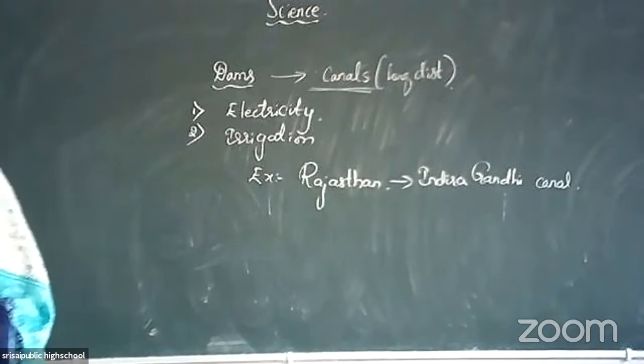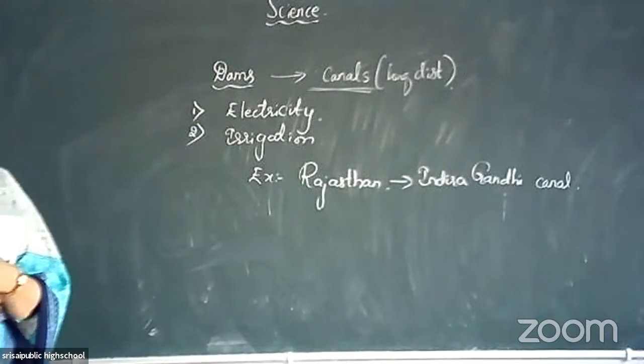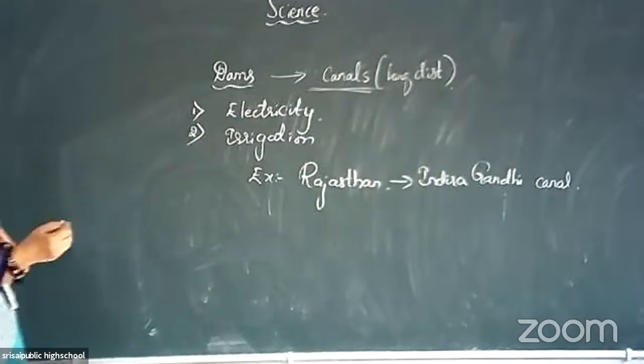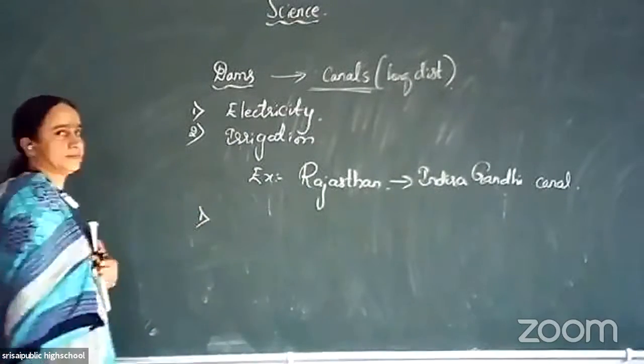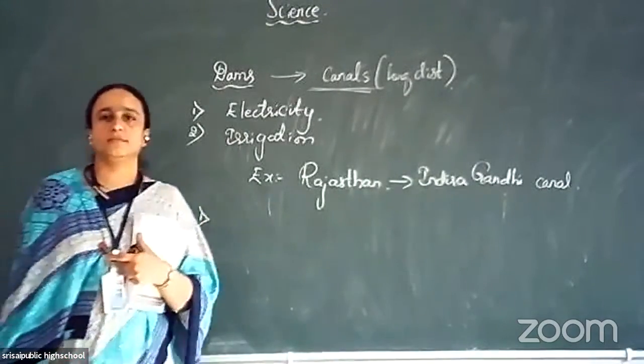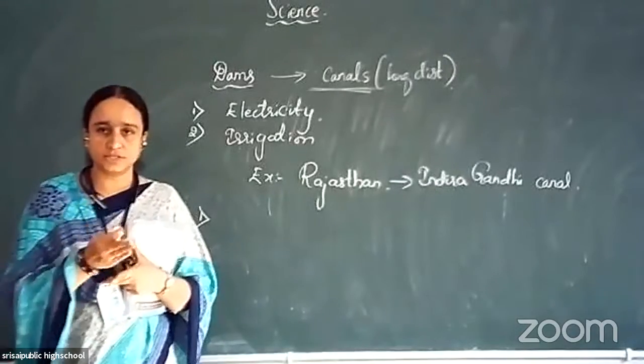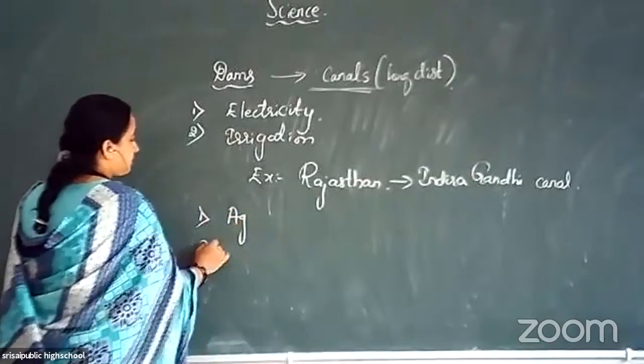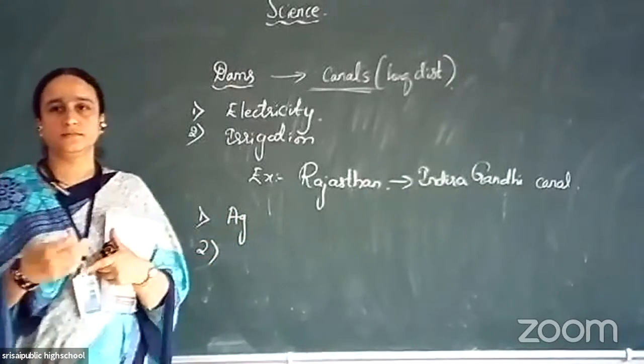So what are the demerits now? Let us make a list. What are the demerits due to the construction of the dam? First demerit. What is the first demerit? The agricultural land will be destroyed. Okay, one finished. Next, second one. Second, what happens?